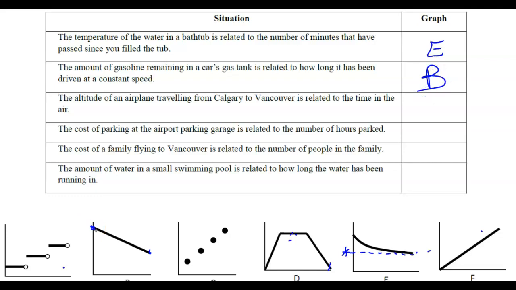Okay, here's the volume in the tank. As you drive at a constant rate, the volume is being used up.